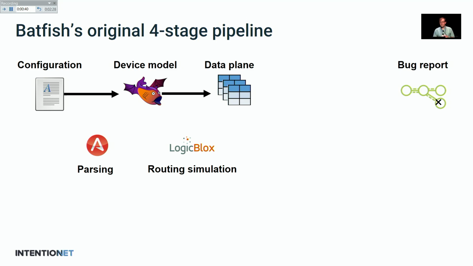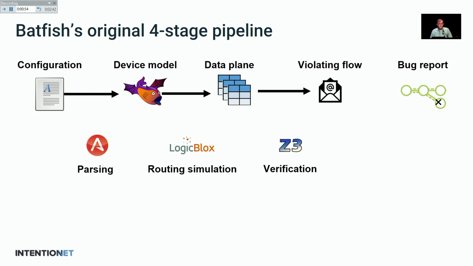LogicBlox was nice because it had stratified evaluation, where you could actually handle the non-monotonicity of real networks, as you learn new facts, the best paths change. And it also kept provenance for you, so you could understand why these things were there in the first place later.